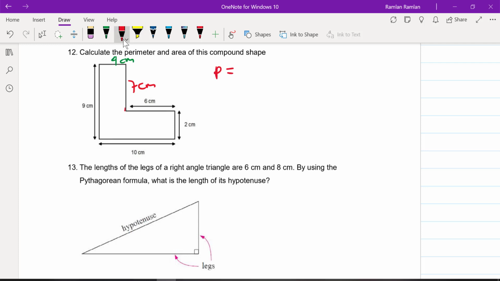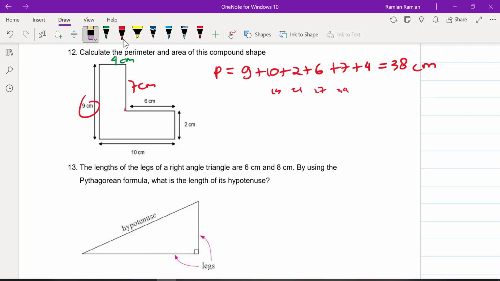So P equals, I'm going to start from here, 9 plus 10 plus 2 plus 6, and then plus 7, and then plus 4. Then it will be equal to 38, I think so, 38. 19, 21, 21, 27, 34. Yes, it is 38 centimeters.